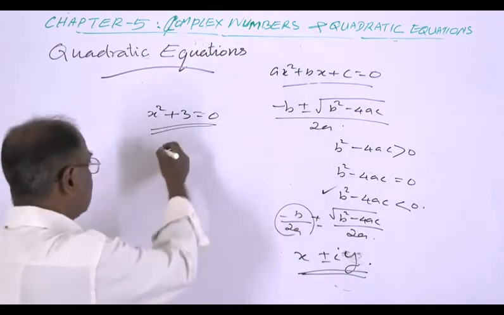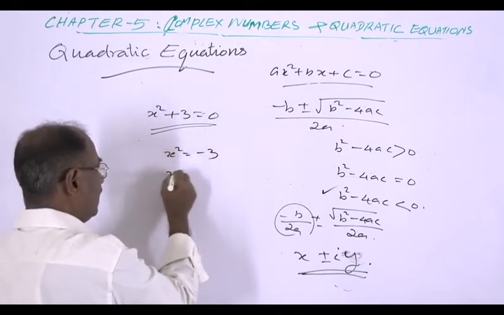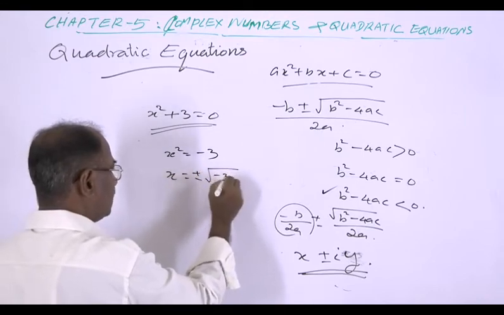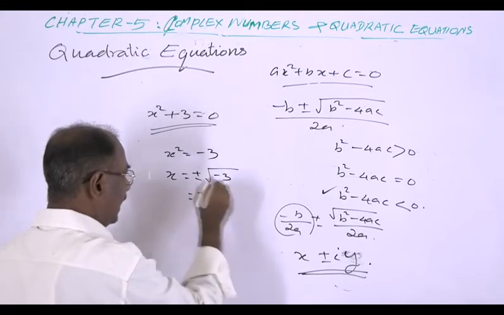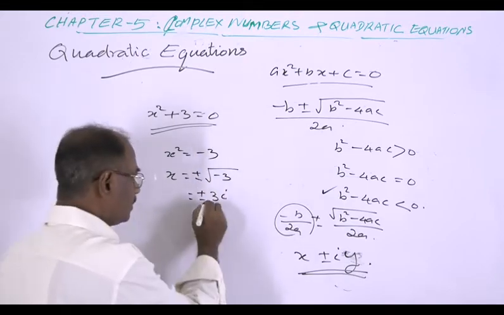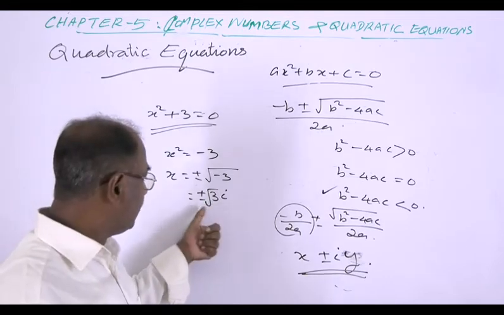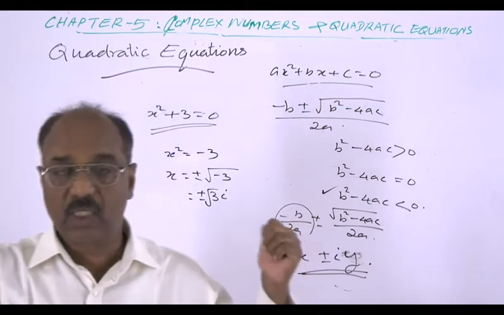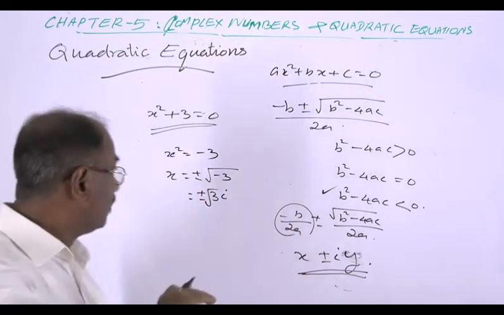That is, x squared plus 3 equal to 0 means x squared equal to minus 3, x equal to plus or minus root of minus 3, which is equal to plus or minus root 3 i. So plus root 3 i and minus root 3 i are the roots of this quadratic equation. And now we can consider another one.